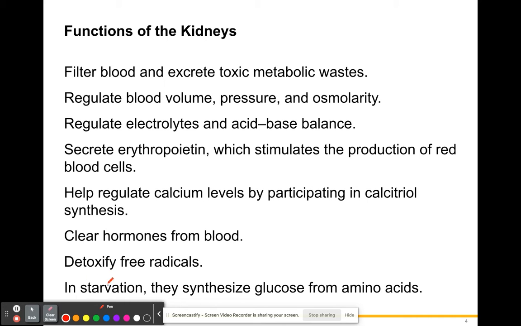And while in starvation mode, they will synthesize glucose or blood sugar from amino acids. So they can take amino acids, which are very rich in nitrogen, and convert those into glucose that you can use for ATP production in your cells. That's only going to happen if you're in some type of starvation situation where you have not eaten, or if you have a very low level of natural sugars or glucose in your bloodstream from carbohydrates and things like that.